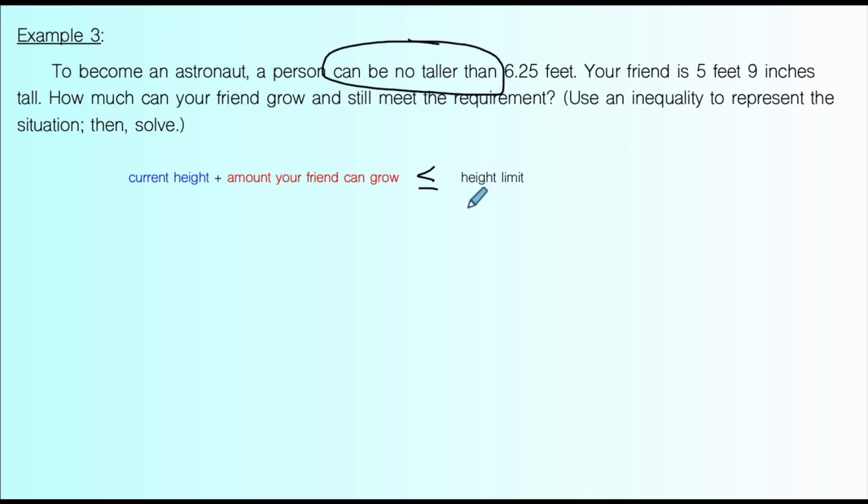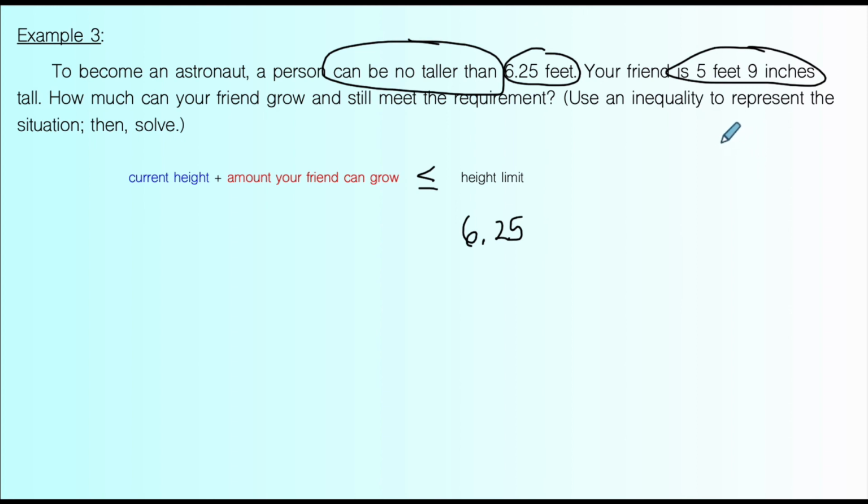Now we're going to plug in numbers where we know numbers. So we know the current height of the person is 5'9". Now there's a problem here. The height limit is given in feet, not feet and inches, right? The height limit is 6.25 feet. So let's convert 5'9" into feet, which means we're going to have 5 point something. We're going to make this into a decimal.